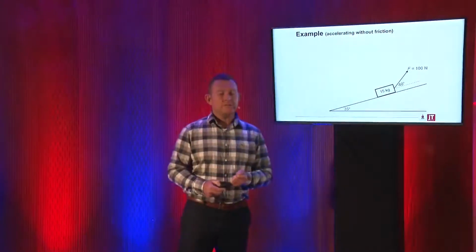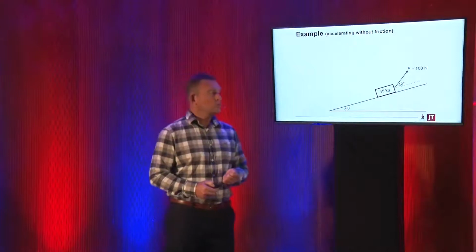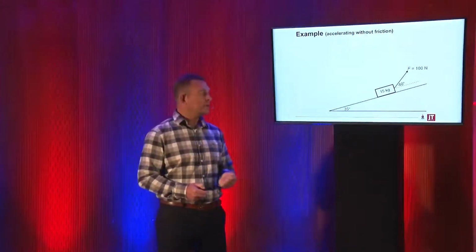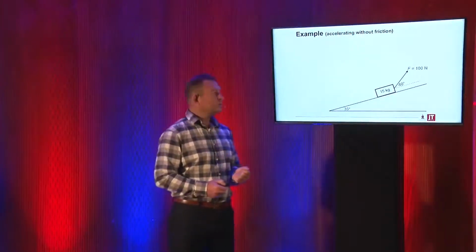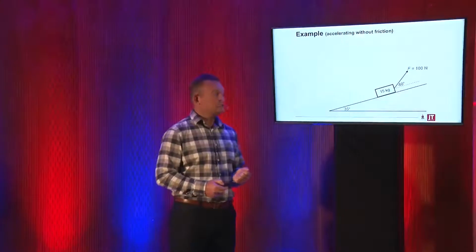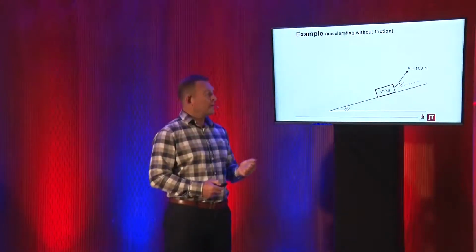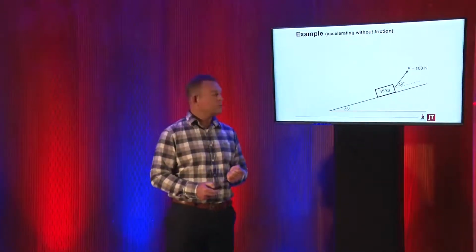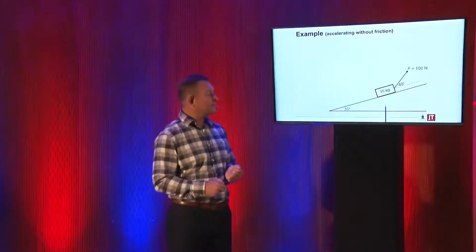So let's consider an object which is being pulled up a slope by a force of 100 newtons at an angle of 40 degrees. And let's say for the initial situation that this slope has no friction. And there are a number of angles here. There's the angle for the force, which is 40 degrees. There's the angle for the slope, which is 35 degrees.